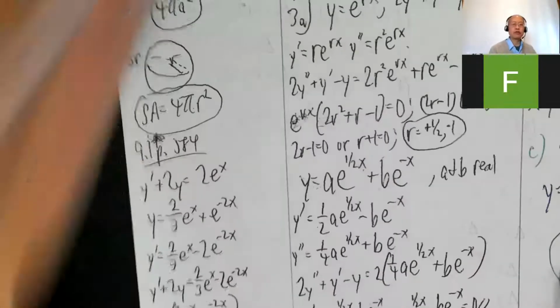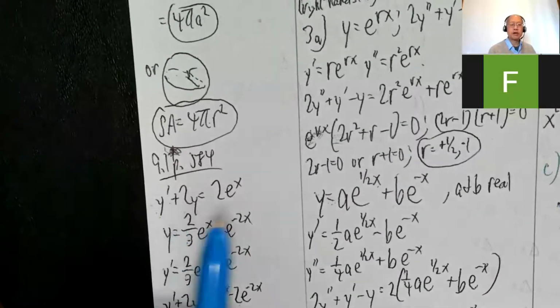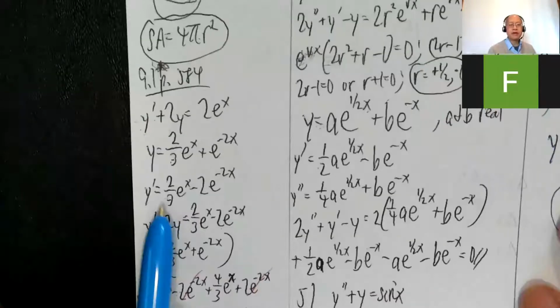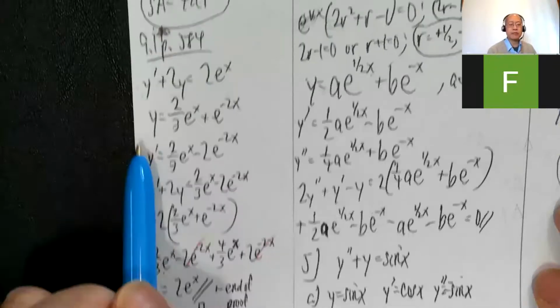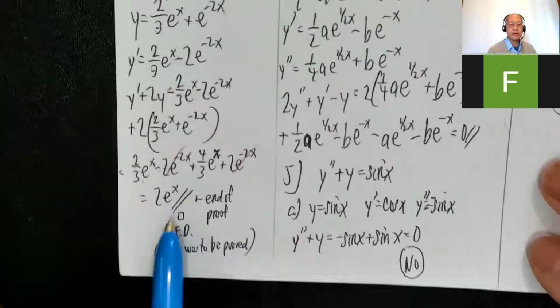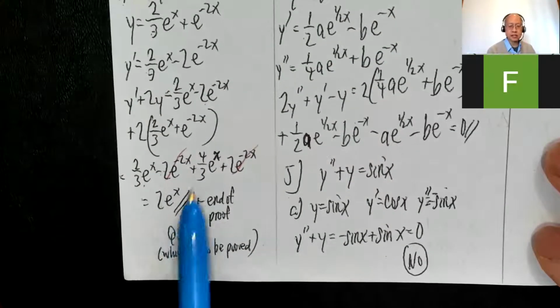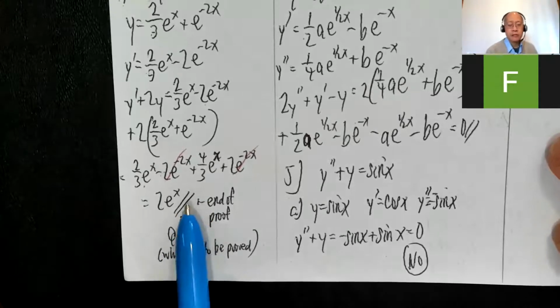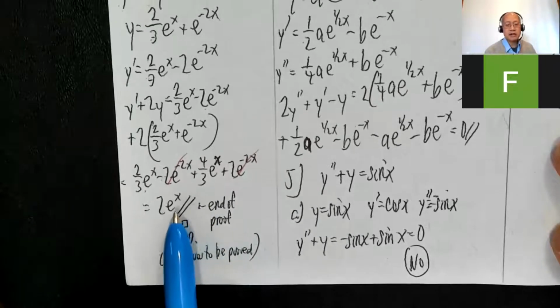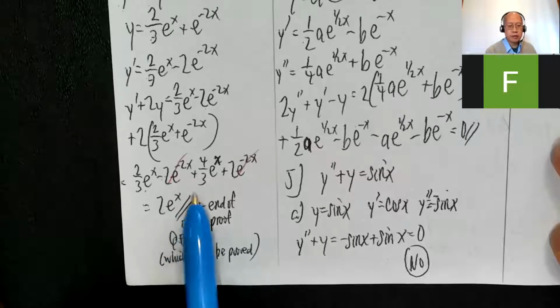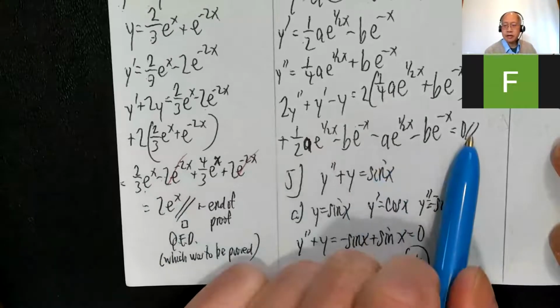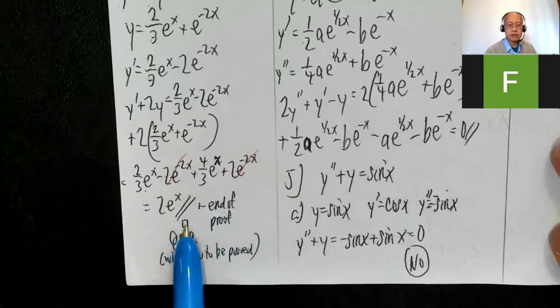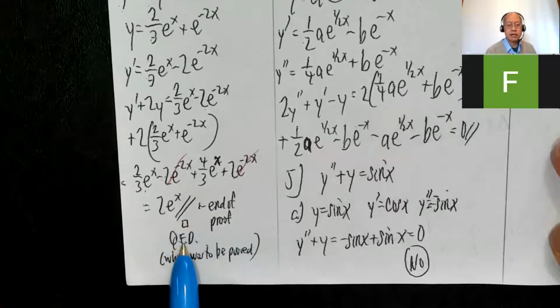I was supposed to prove that y prime plus 2y equals 2 e to the x. If this is the y, I figured out the y prime, I added 2y, and what do I know? It does come out to be 2 e to the x, so that's the end of the proof. I have proven it. So logically or symbolically, end of proof, you can put the 2 lines like that. You might see me do that from time to time. Or sometimes you put a little square or QED.